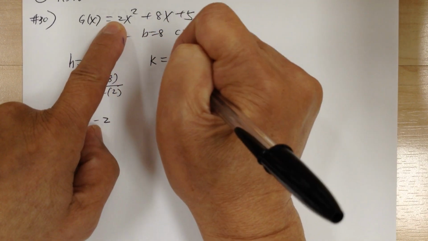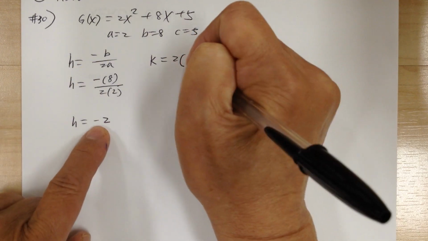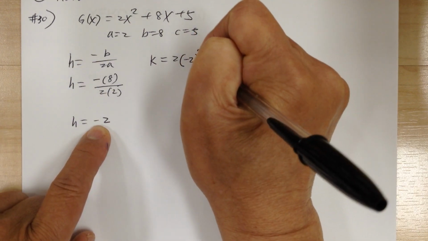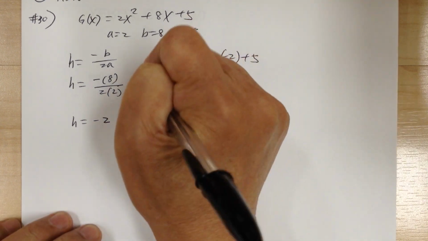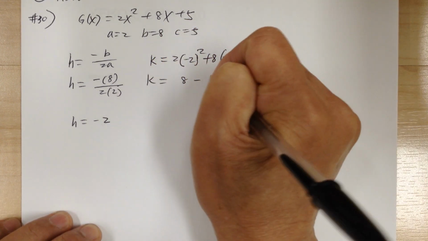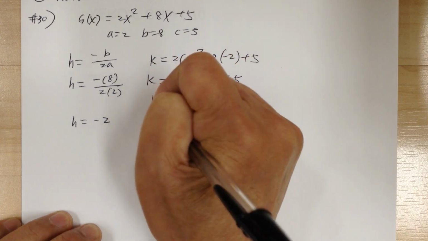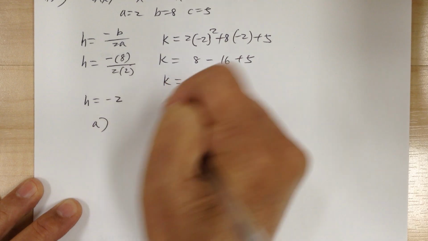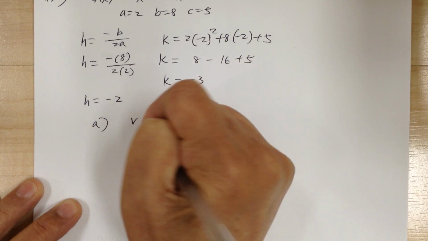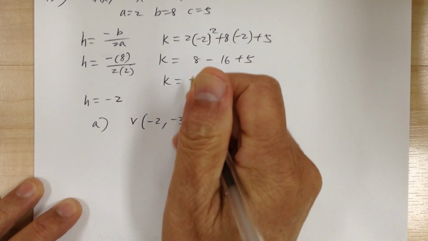So k will equal 2 times negative 2 squared plus 8 times negative 2 plus 5. So k will equal 8 minus 16 plus 5. So k equal to negative 3. So the answer for part A, the vertex would be equal to negative 2, negative 3.